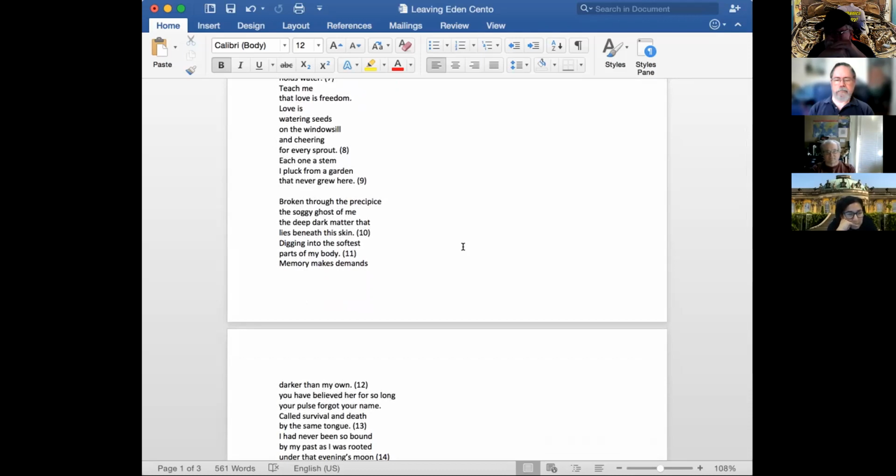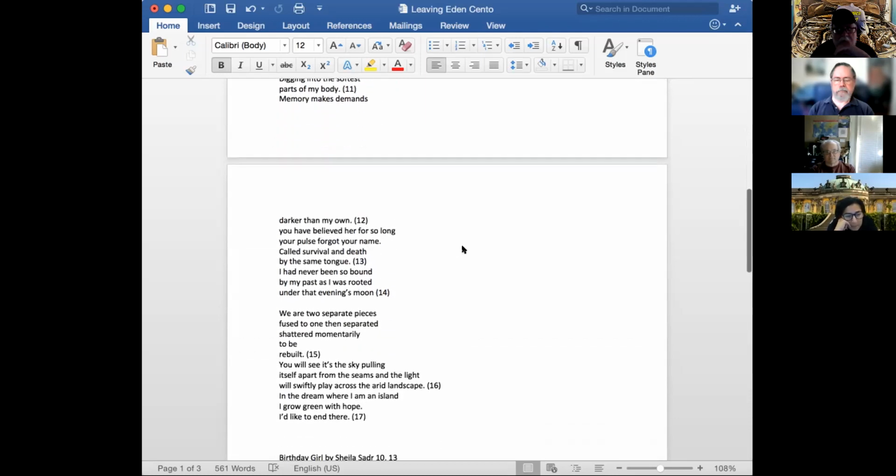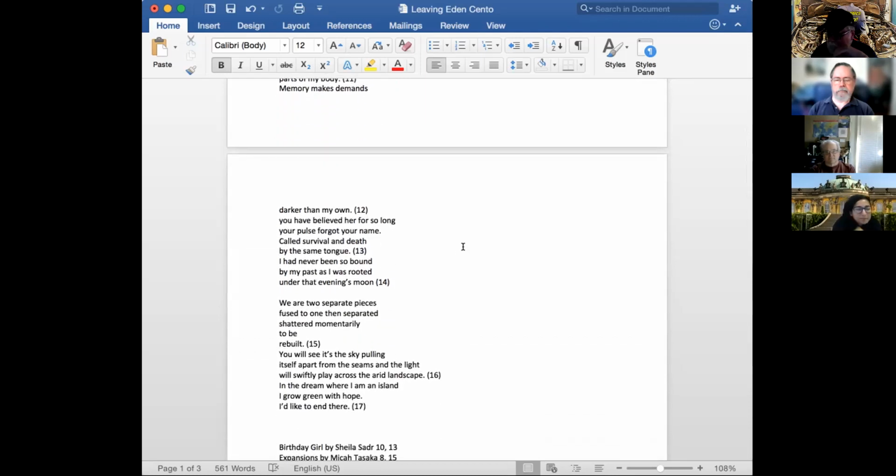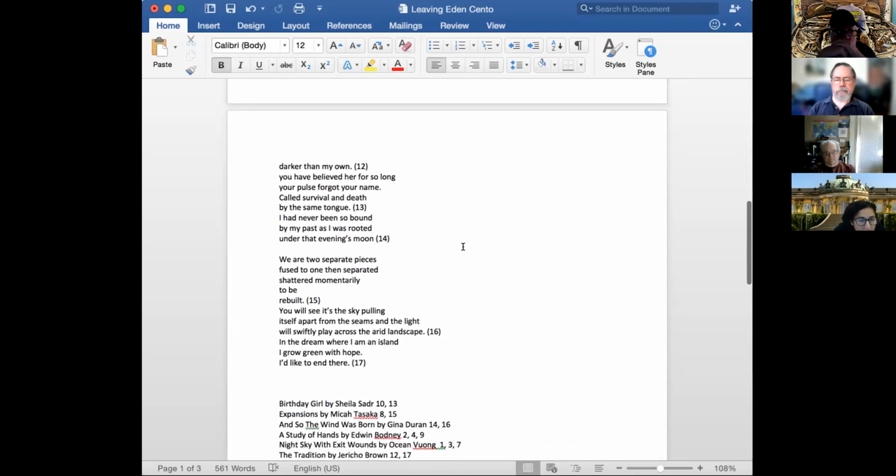Memories make demands darker than my own. You have believed her for so long. Your pulse forgot your name, called survival and death by the same tongue. I had never been so bound by my past that I was rooted under this evening's moon. We are two separate pieces fused to one, then separated, shattered momentarily to be rebuilt. You will see it is the sky pulling itself from the seams, and the light will swiftly play across the arid landscape. In the dream where I am an island, I grow green with hope.